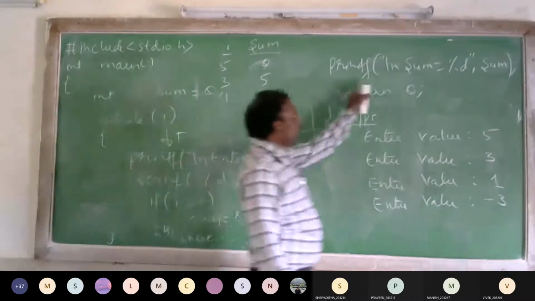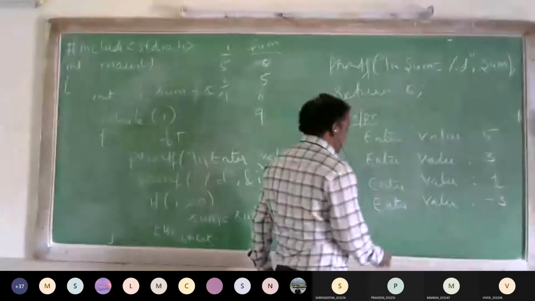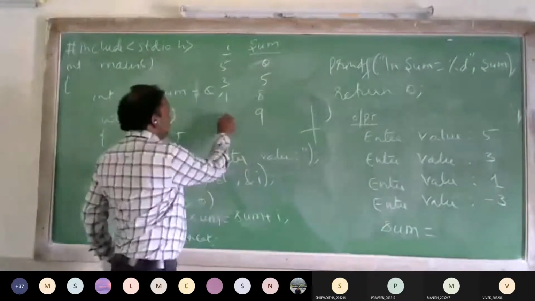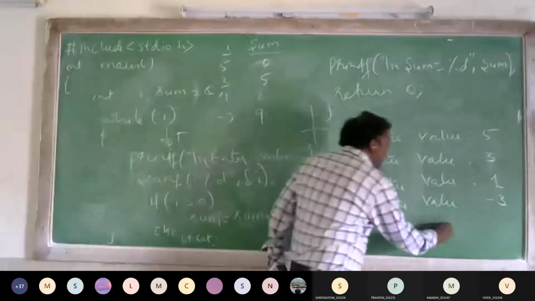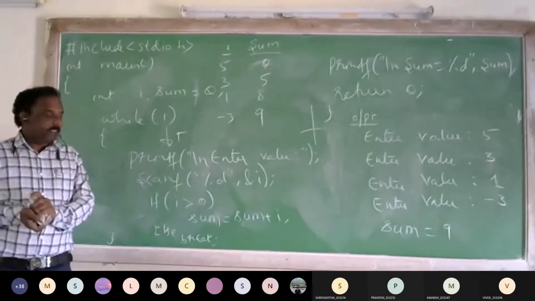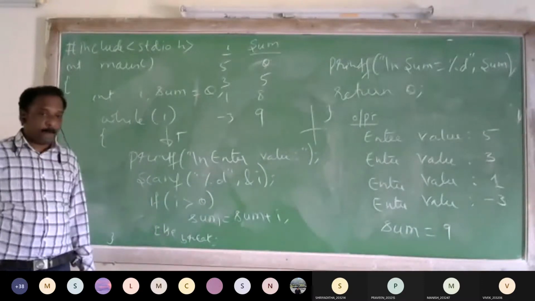So what are you printing here? Sum is equal to sum. What is the sum value it contains? The sum value is 9. Whenever minus 3 is encountered, we will break from the loop control structure.